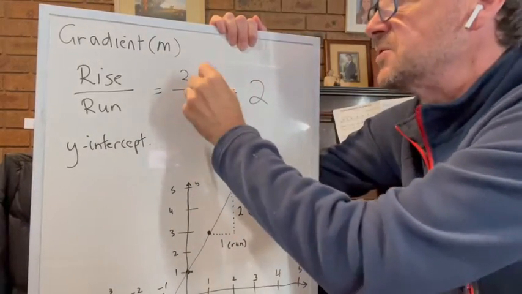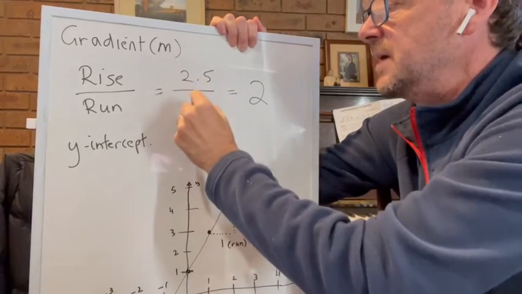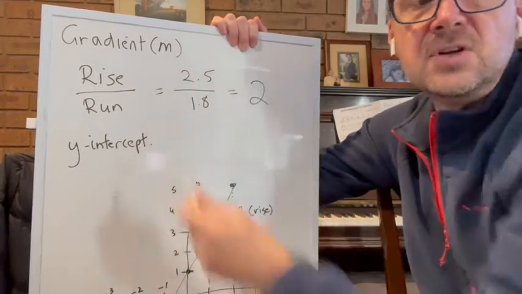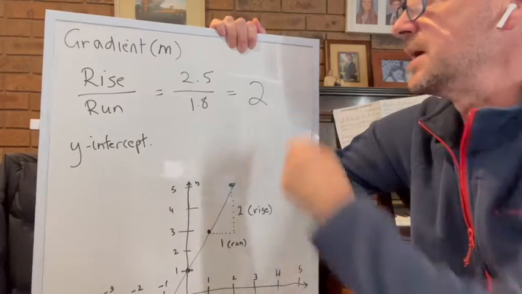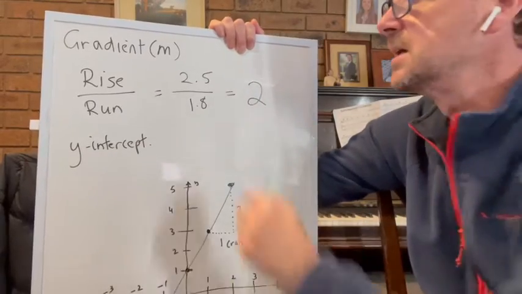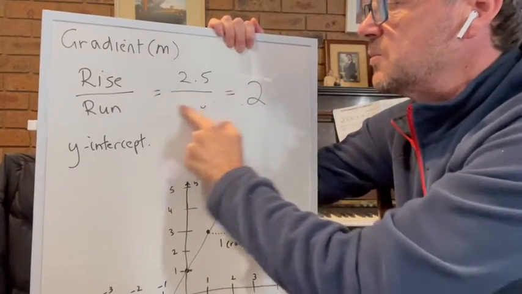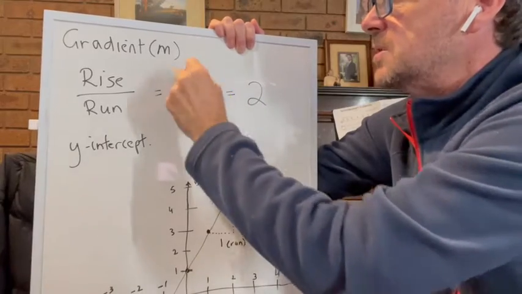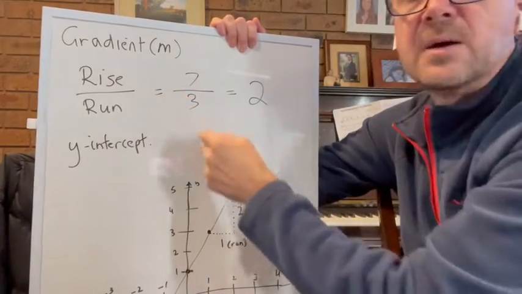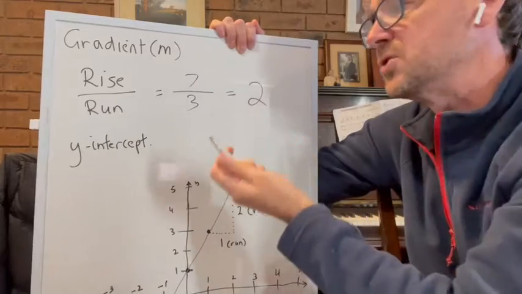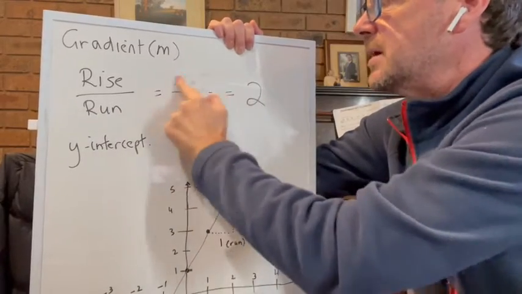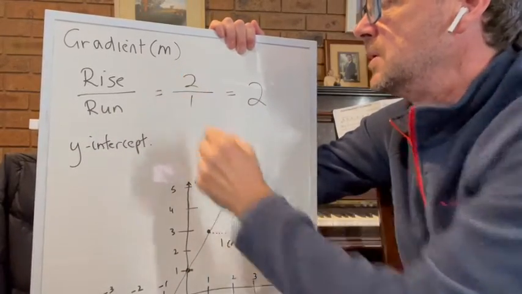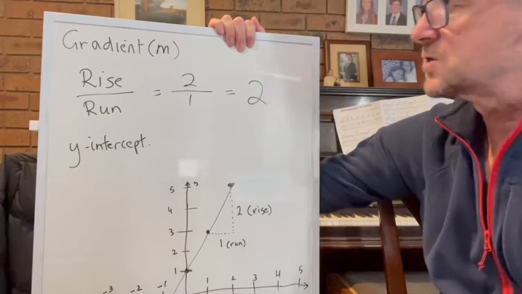Now, say you ended up with something a bit more complex, like 2.5 and 1.8, then you get out your calculator and sort that out that way, and you'd end up with a decimal answer. Equally, if you ended up with something like 7 over 3, you might end up with a mixed number answer if you didn't want to use a calculator to work it out. So that's rise over run, and that's gradient.